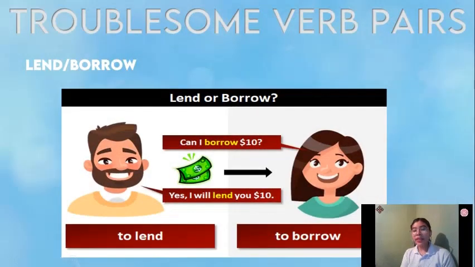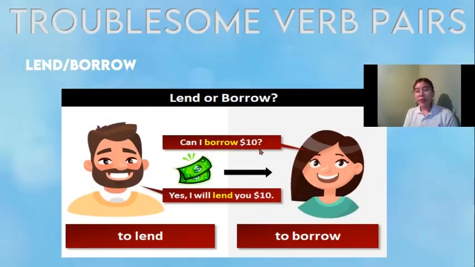And here we have an example of lend and borrow. For example, this girl is asking him, can I borrow $10? It's like, can you give me $10, please? She's asking him. And he says, yes, I will lend you $10. I will give you. To borrow is to ask, and to lend is to give. I will lend you $10. This person is lending, and she's borrowing $10 from him.